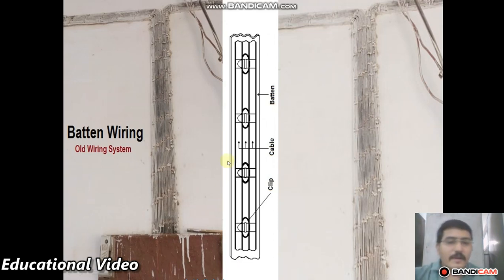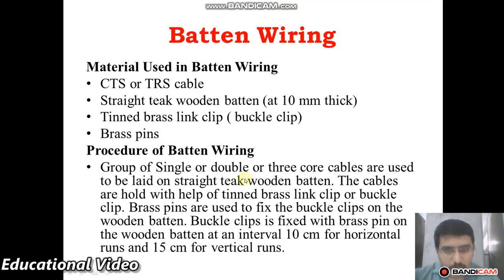In this type of batten wiring, you are going to observe that one batten is provided, and over that batten we are going to use the cables, and these are to be placed or clipped with the help of this clip. So for the batten wiring, the materials required are CTS or TRS cable, straight thick wooden batten, tin brass link clips, and brass pins.